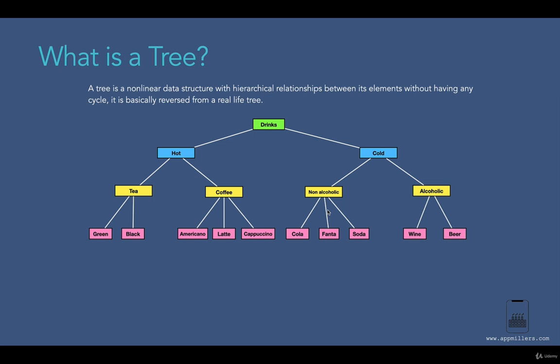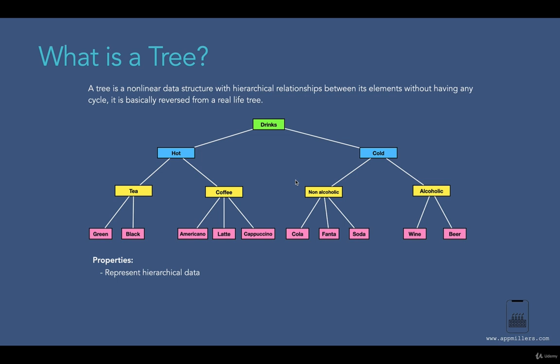Similarly, if we go one step further, for example, from non-alcoholic drinks, we can see that soda is a specific type of non-alcoholic drinks. So this means that every time we go one step further, we are doing a specialization. In other words, we are maintaining a hierarchical form. So we have identified that the first property is that this diagram represents data in hierarchical form.